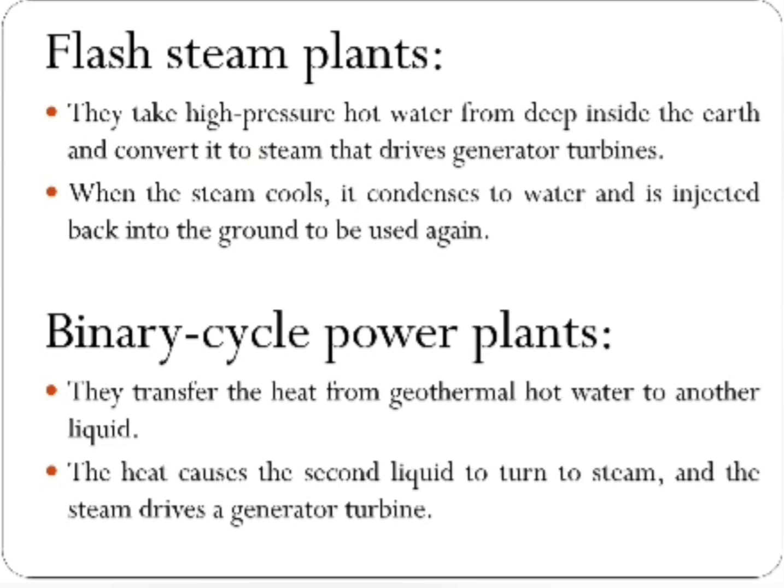Now the third one is binary cycle power plants. In this, the heat from the geothermal water is used to heat another liquid. So this liquid produces the steam, and the steam drives the turbine. Now these are the basic differences. Let's see how each works in detail.